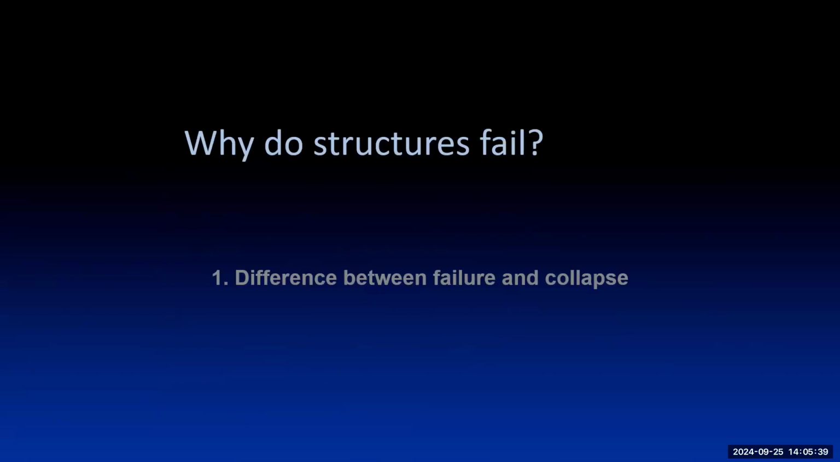So first of all, why do structures fail? Well, first of all, we need to talk about our nomenclature. We need to define various things. The first one is the difference between failure and collapse. Collapse is clear. It's if a building or other structure falls down. However, it can fail to perform its function. And if it does, then that's a real failure of the structure.